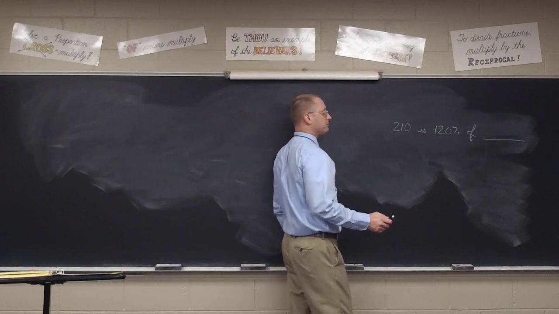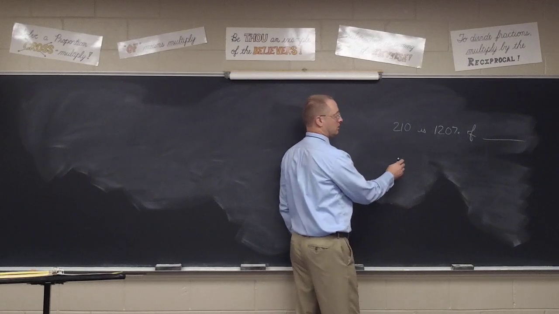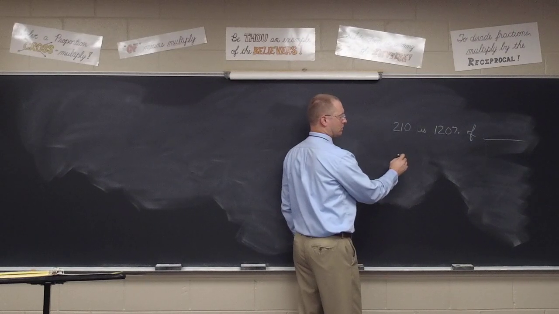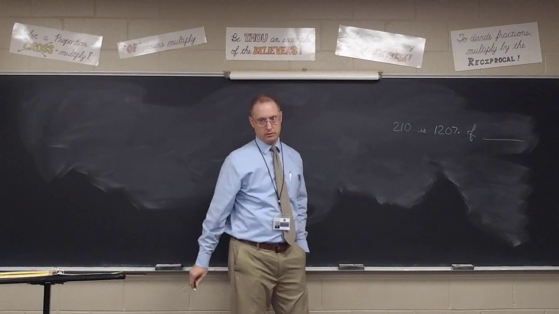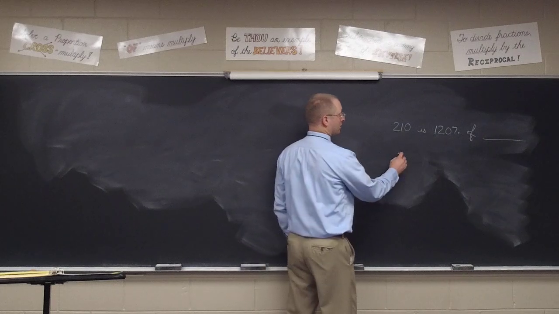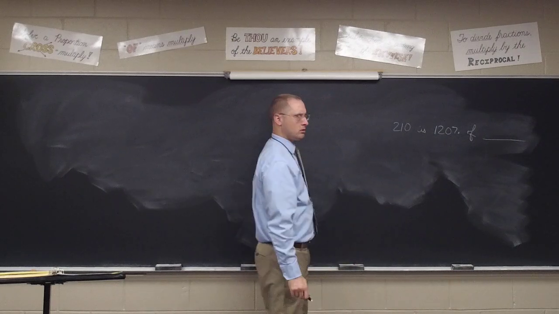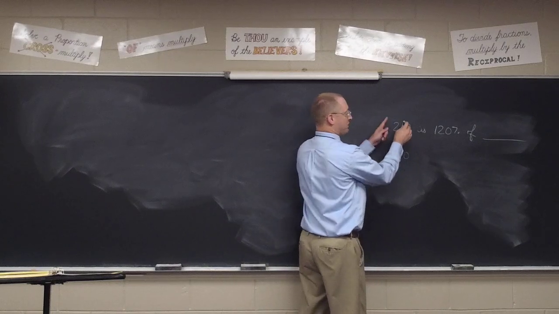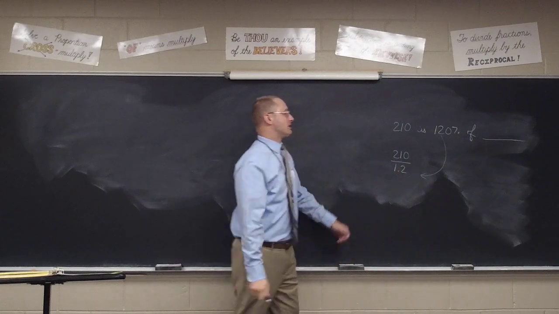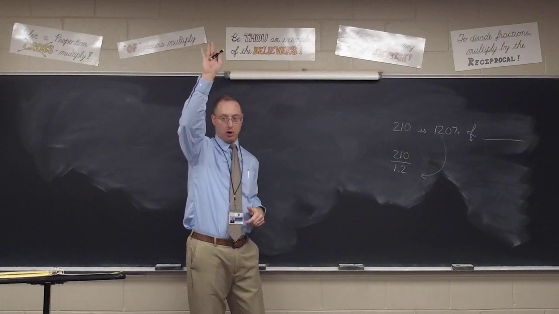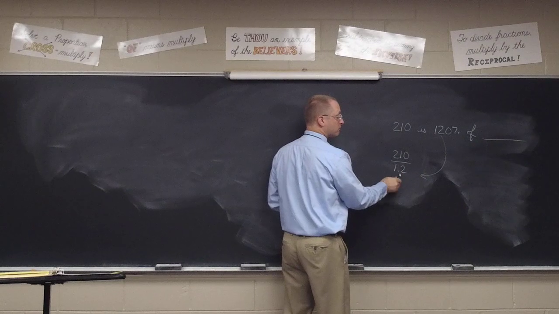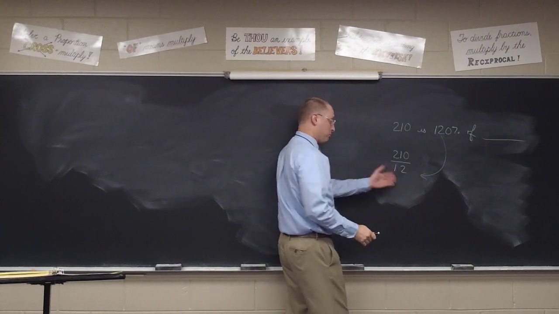Ben, how do I set it up? What fraction do I have to make here, Elaine? 210 over 1.2. Okay, the 210, the part, over the 1.2. You take the part over the percent. How many put 210 over 1.2? But we can't leave 1.2, class. We got to make it 12, just 12.